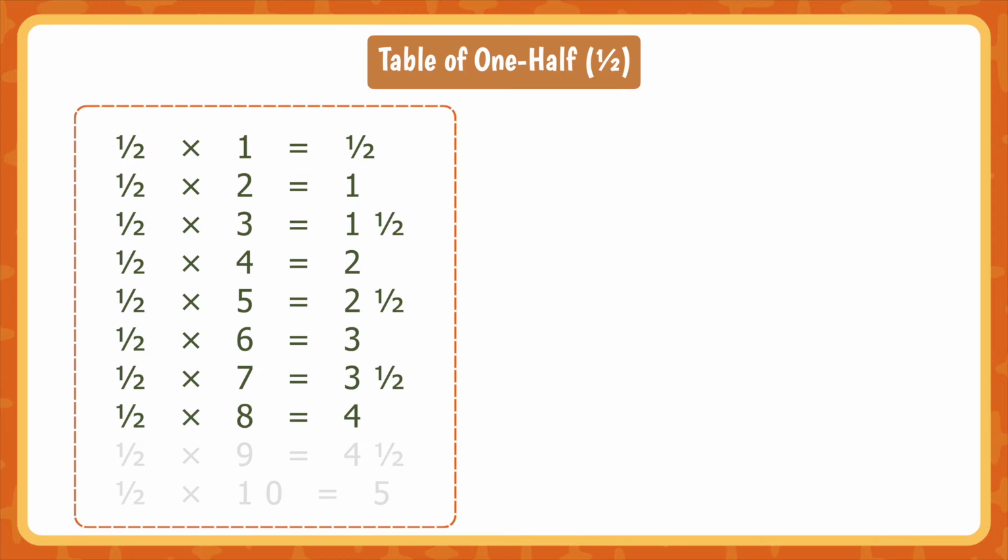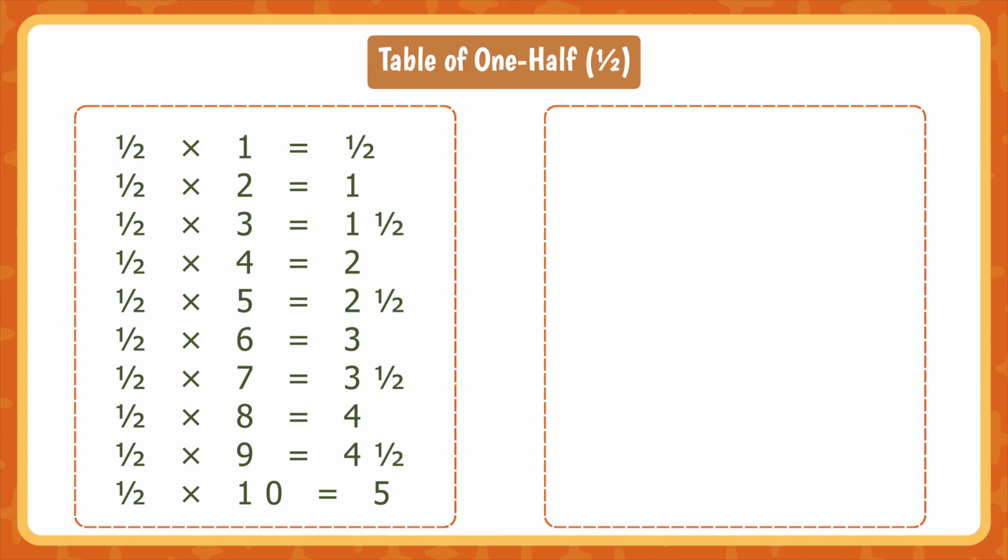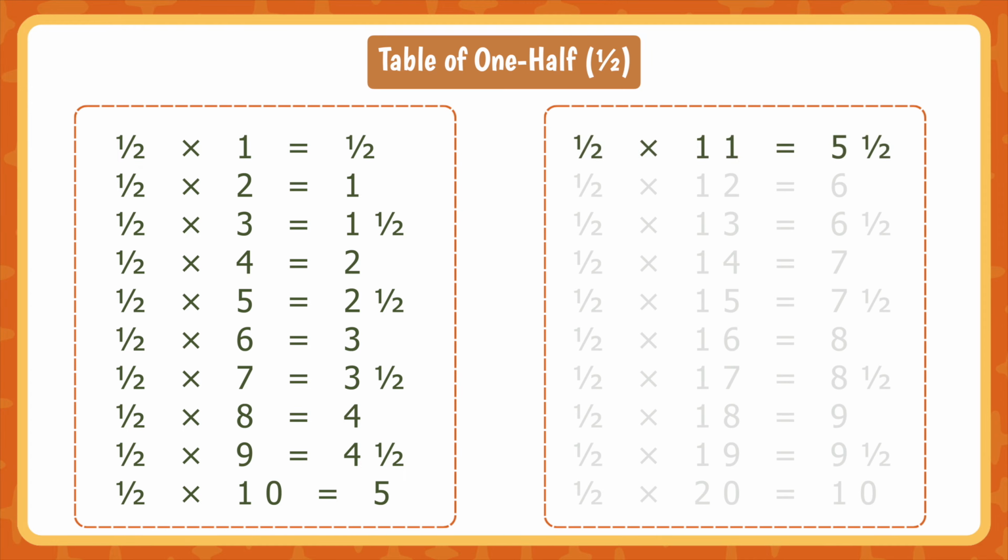A half times 8 is equal to 4. A half times 9 is equal to 4 and a half. A half times 10 is equal to 5. A half times 11 is equal to 5 and a half.